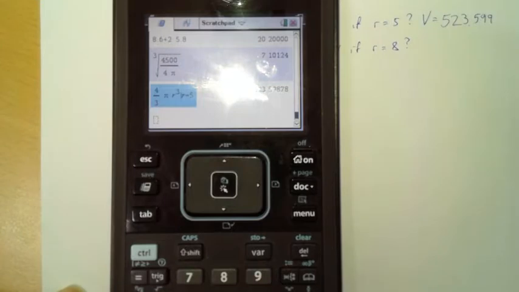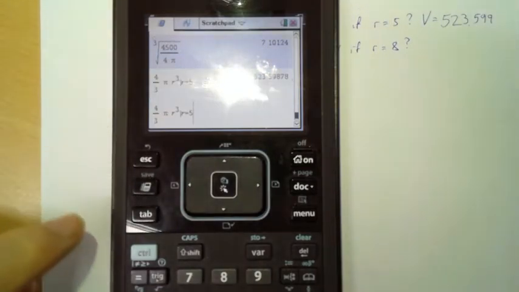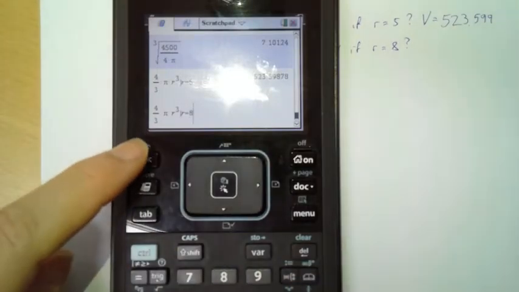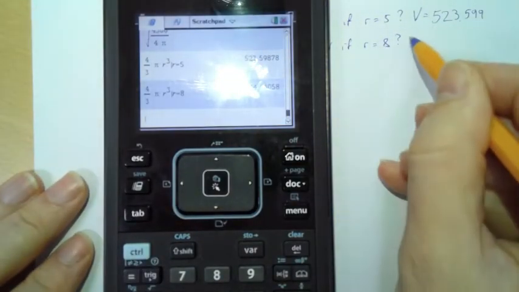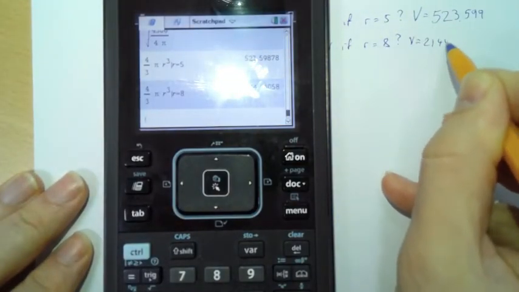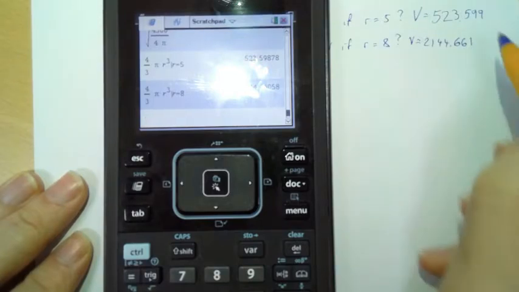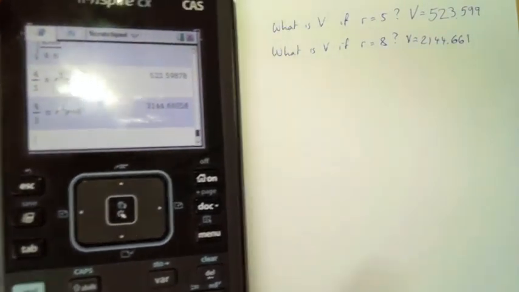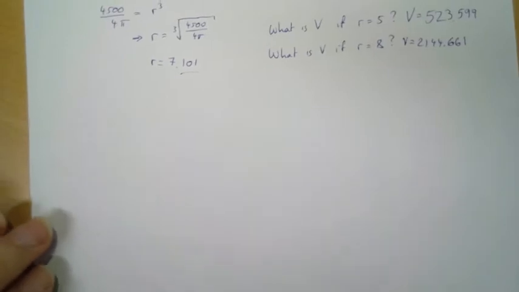So here's why it was useful to use that. Now instead of retyping everything, I can just change the r and say what is 4 over 3 pi r cubed when r equals 8, and the answer is that the volume is 2144.661, or 660 if you truncate. So we can't see super well on the calculator, but these are my results.